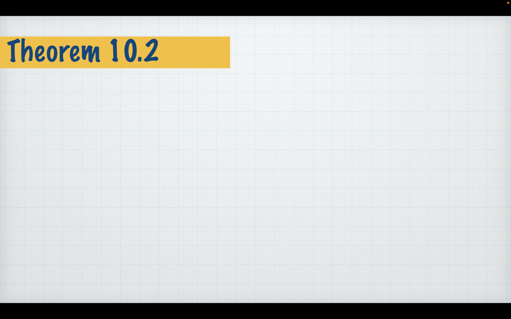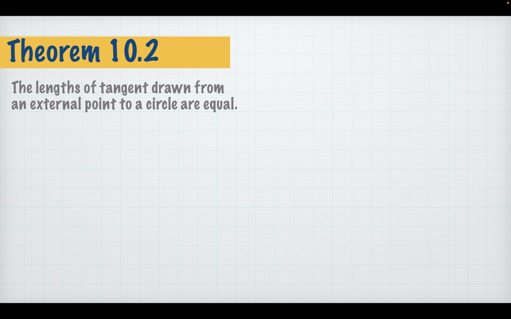Now let's move on to theorem 10.2, and this theorem states that when I draw tangents from an external point to a circle, then their length will be equal. Or in other words, tangents drawn from a common external point are equal in length. That's how we do it.